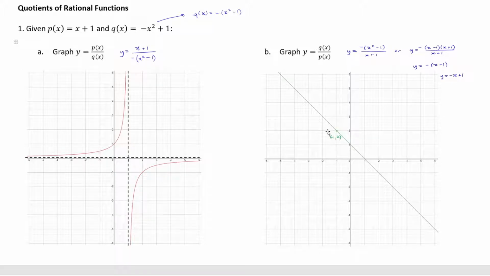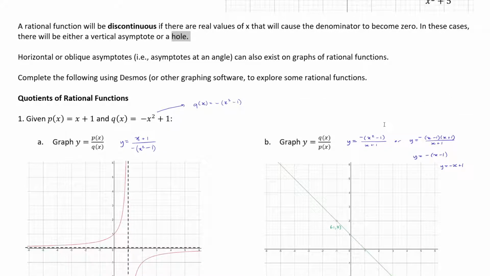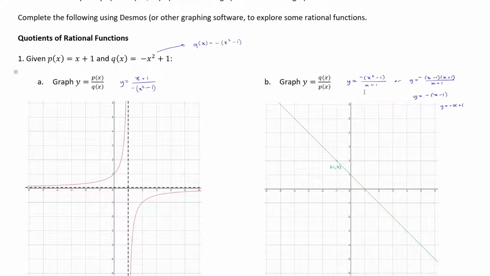It's just a line, but there's a hole on that line. And remember, it says right up here, you can have basically a discontinuous function, so it can have a hole in it. The reason for that is as follows.